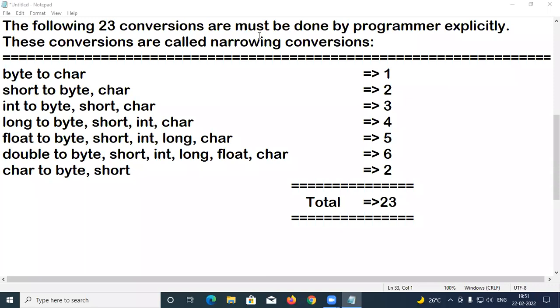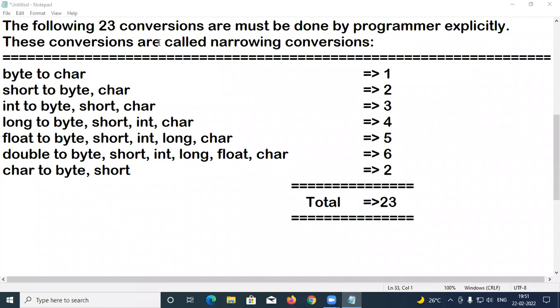Say the total number of primitive data types is 8. Each type converts into the other 7. 8 into 7 is 56. Out of 56, 14 are not possible. That is just one line if you remember: Boolean cannot be converted to other types, and other types cannot be converted to Boolean. That is 14. Remaining is 42.